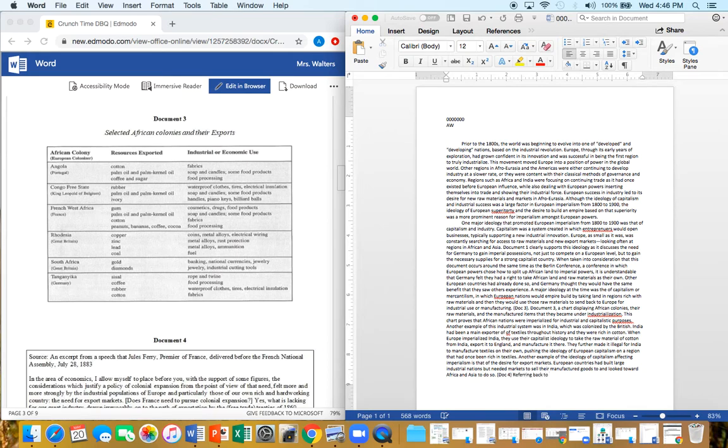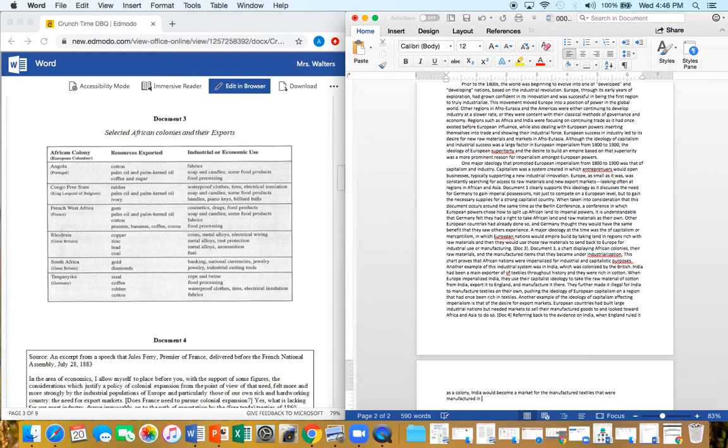Back to the evidence on India. When England ruled it as a colony, India would become a market for the textiles that were manufactured in England, even though the raw material came from India itself.